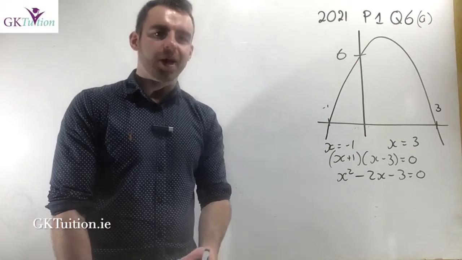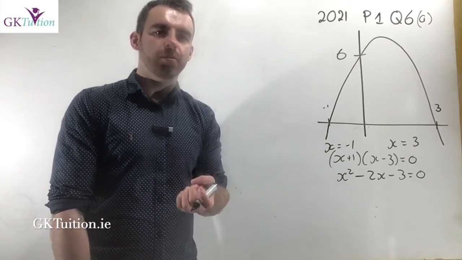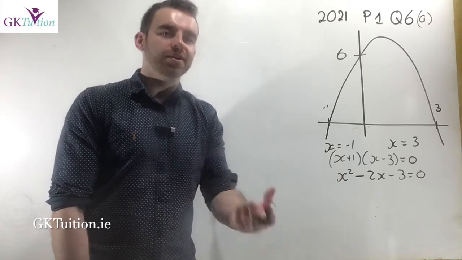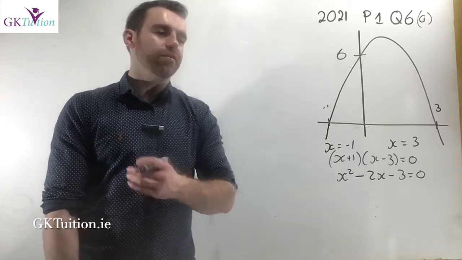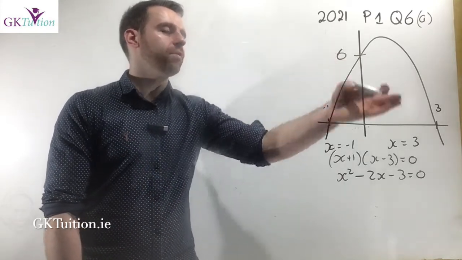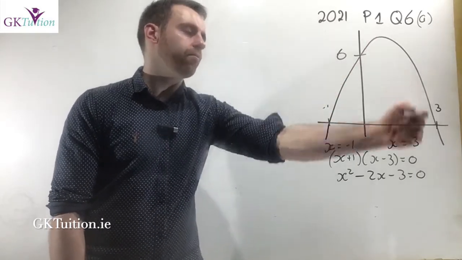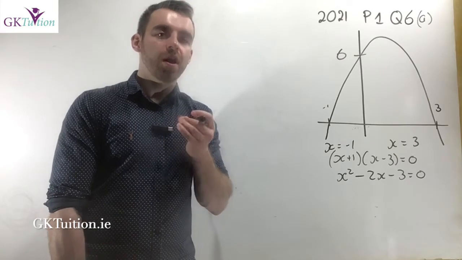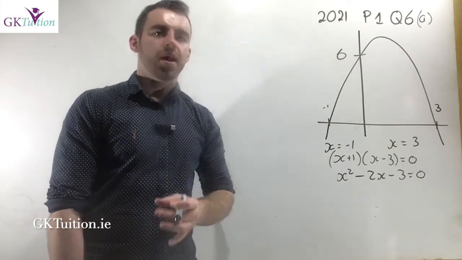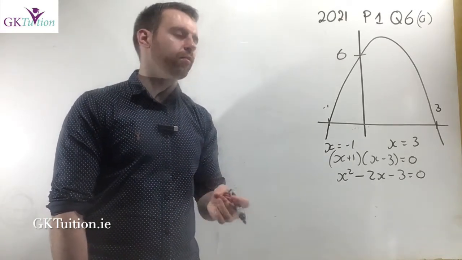In question 6 part A, we're told that h of x is a cubic function. Remember, if you differentiate a cubic function, you get a quadratic function. And we're given a graph of the first derivative of h of x. So this graph represents the first derivative of the cubic, which is a quadratic. And we're asked to work out the general formula for the quadratic function.